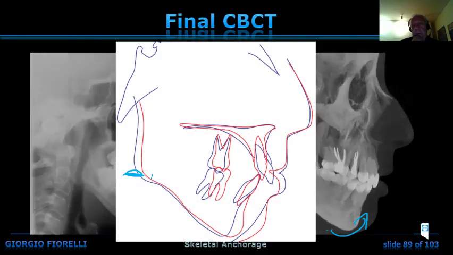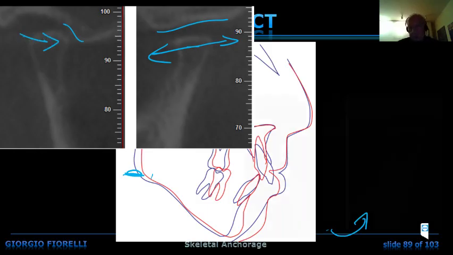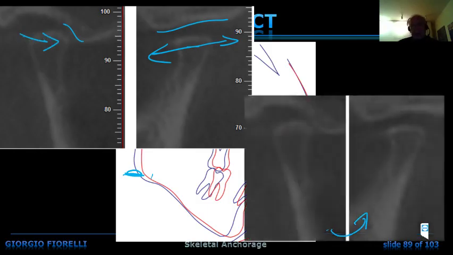Here's the superimposition, and as you see, there's no fossa here, a little bit here, and this condyle is totally free to move in any direction. So in some way we can even move these condyles forward easily and improve the aesthetics. These are the CBCT taken a couple of years after the treatment.